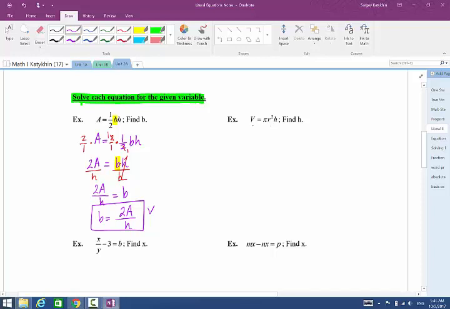Go ahead and do the same thing for this next example. We're going to give you a couple of minutes to do that. See if you can solve that same example for h.